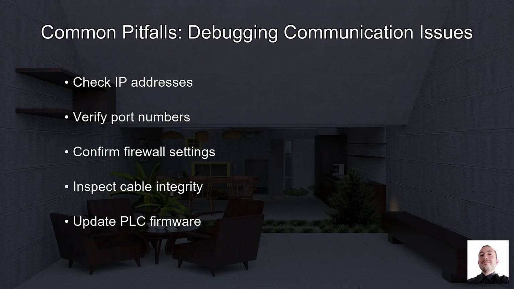Another common issue is firewall settings. Ensure that the necessary ports are open and not blocked by any security software. Additionally, check the cable integrity and network switch configurations, as physical layer issues can often masquerade as software problems. Lastly, always confirm that your PLC firmware is up to date, as outdated firmware can lead to compatibility issues. By systematically checking these elements, you'll significantly reduce the likelihood of communication errors.